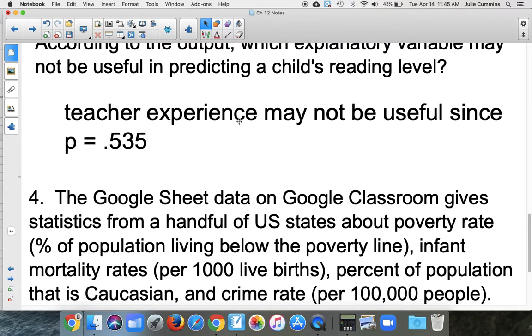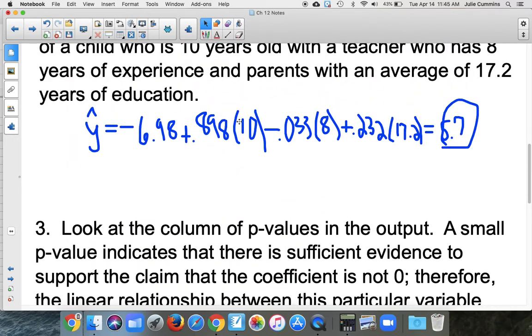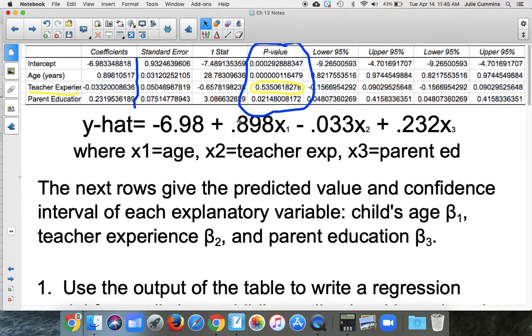Now, this does not mean that we should throw that out of our equation, because that would cause us to have to write a new equation. So you don't want to take this piece out of the equation. Just know that it's really not doing much in terms of predicting what the child's reading level is actually going to be.